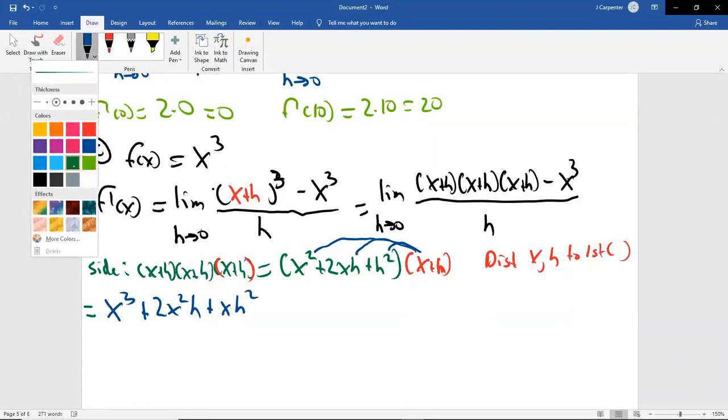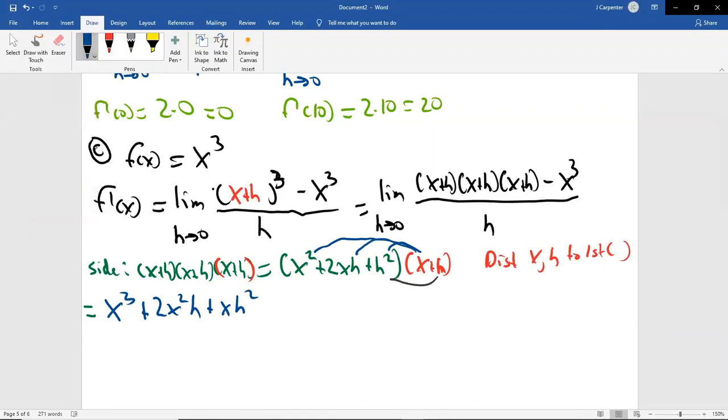In gray, we'll do the h. So the h times all three of those. So that's plus h times x squared is x squared h. I'm just always writing the x's first for consistency. Then the h times the middle term, h times 2xh is a plus 2x squared h. Then the h times the h squared at the end is a plus h cubed.